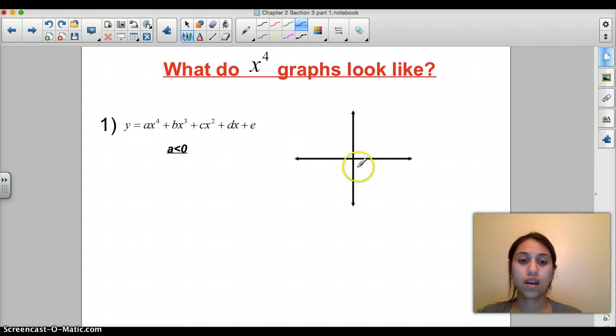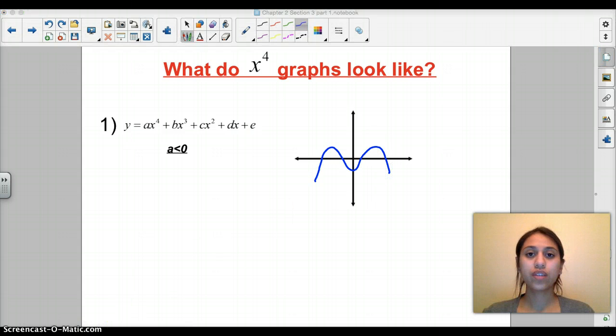Next, this one is if a is less than 0, so a negative number. That just flips, or is the opposite, so it will be shaped like an M. Okay, so that's the rule for quartic polynomials.